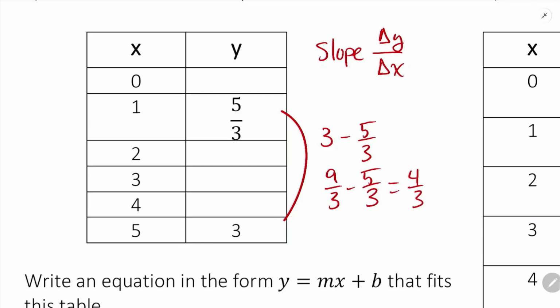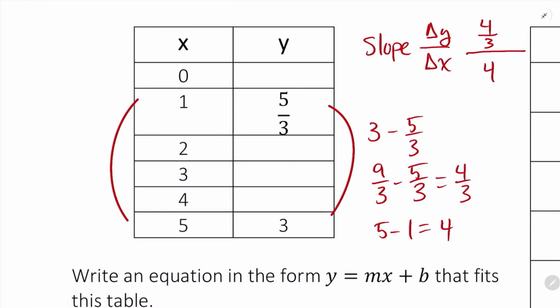So this y value changed by 4/3. So I know my change in y is 4/3. But I need to figure out what the change in x is. My x value is at 1, and it jumped all the way to 5. So my change in x is simply 5 minus 1, which is equal to 4. So if I look at this, I'm dividing 4/3 by the number 4. 4/3 divided by 4 is what this is going up by each time.